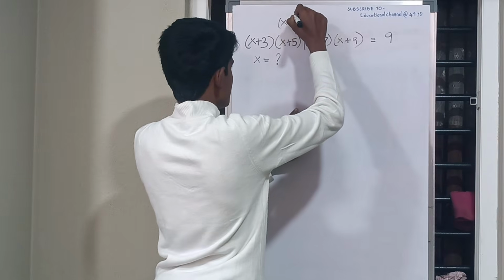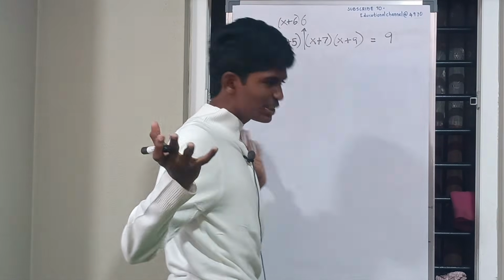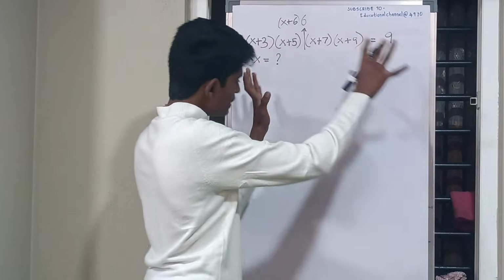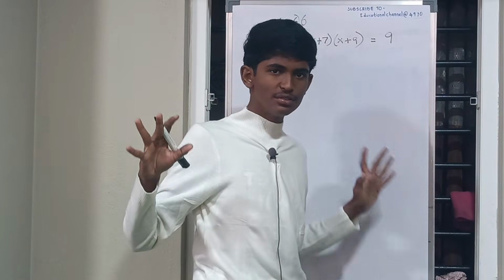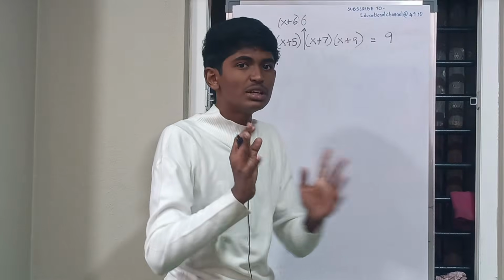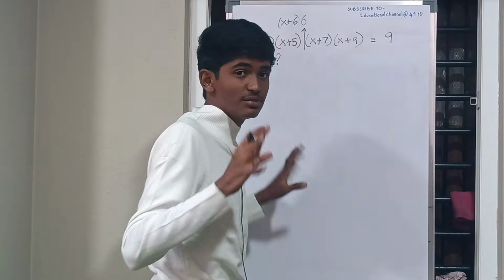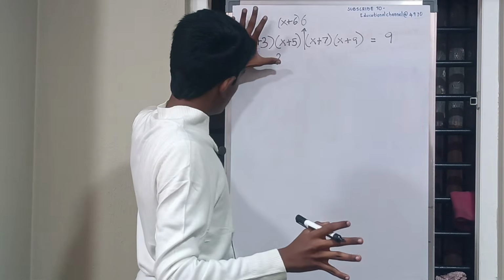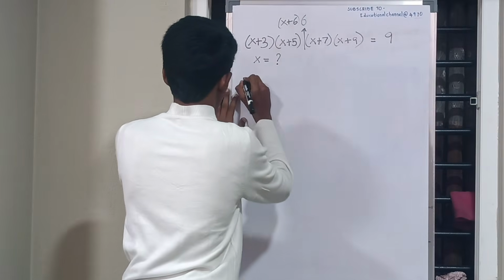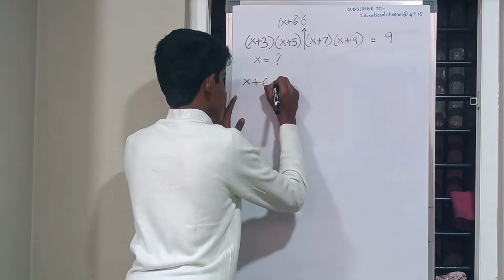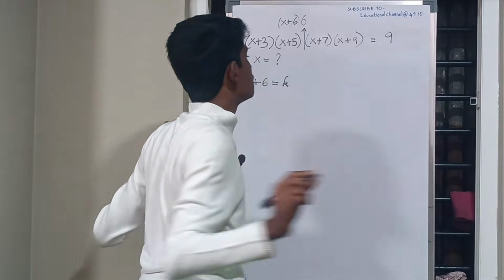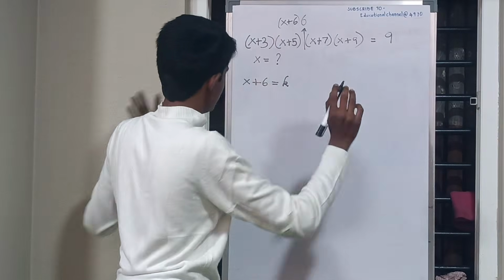X plus 6. Why x plus 6? I will tell you. Because when you multiply these terms, it's very big, very tough to solve, and you have a formula, but it's so big that you can't even write it on a wall of your house. So, what I'm going to do is take a term x plus 6. Let x plus 6 equals k, some number. X plus 6 equals k.